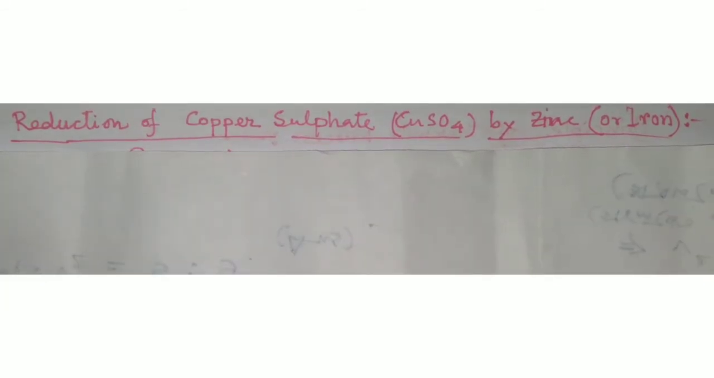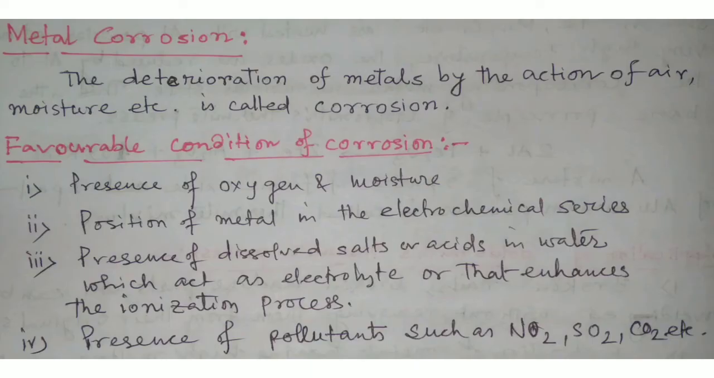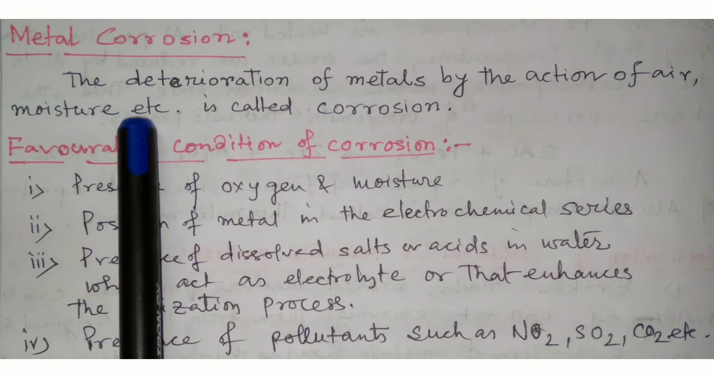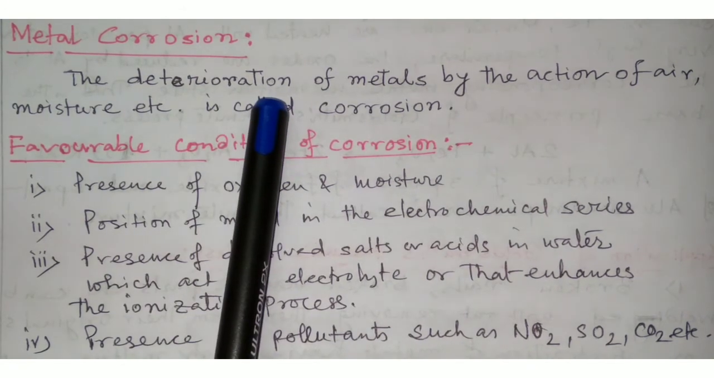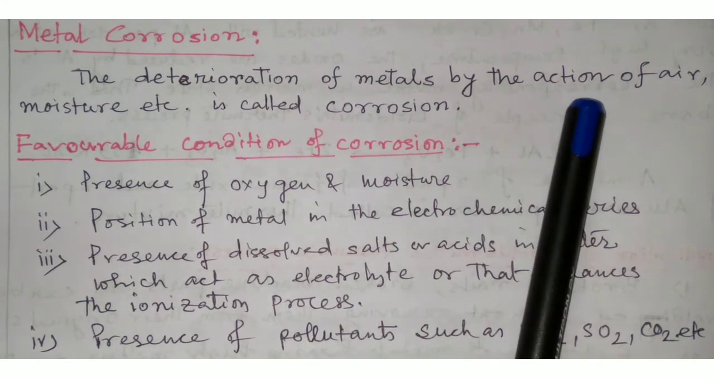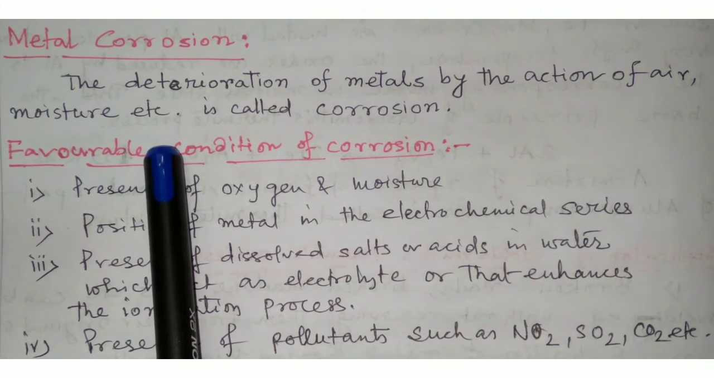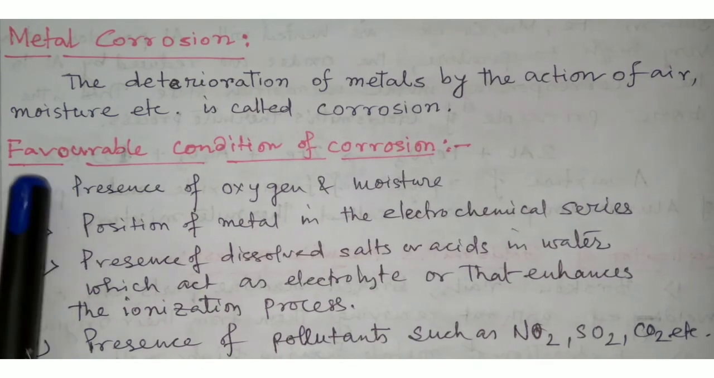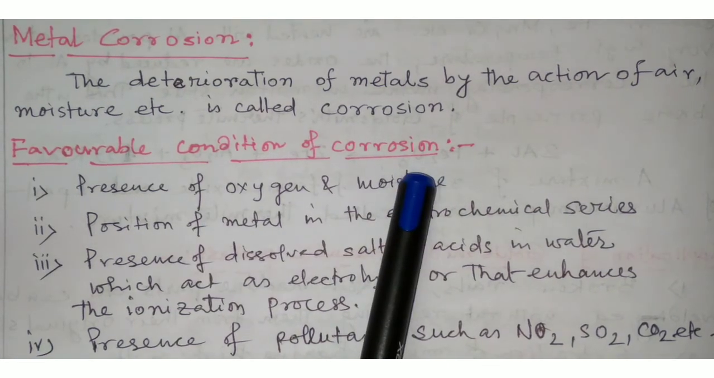From this, we can conclude that a metal lying above in the reactivity series has greater tendency to be oxidized than the metal lying below it. Now we discuss metal corrosion. What is metal corrosion? The deterioration of metals by the action of air, moisture, etc. is called metal corrosion. What are the favorable conditions of metal corrosion?